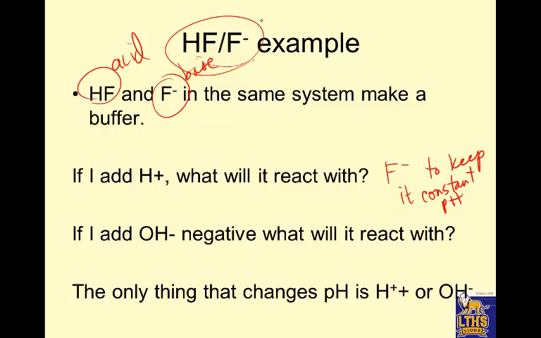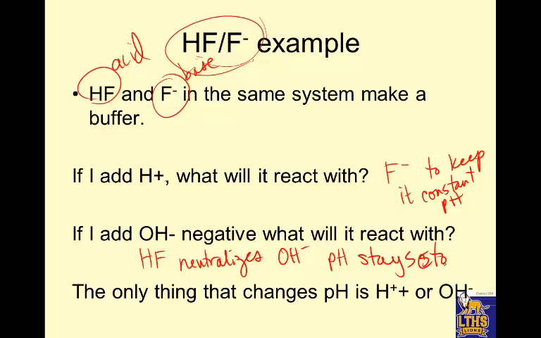Okay. What if I add OH minus to this? Well, then it's going to react with the H plus, which neutralizes the OH minus. So the pH stays constant. Buffers keep the pH constant because they have two parts, an acid and a base in them. So if you try to add H plus, it doesn't work. If you try to add OH minus, it doesn't work because the buffer takes care of both of them.